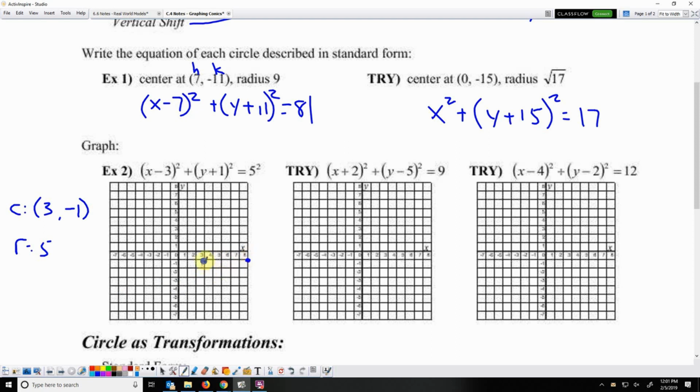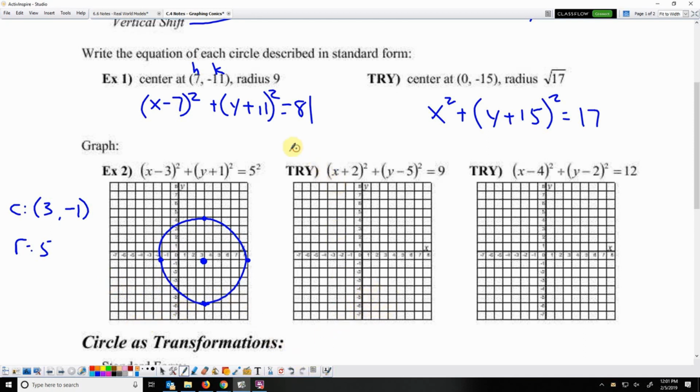So I'm going to put a point 5 to the right and left of the center and above and below the center. And I'm going to do my best to make a circle out of that. I went a little bit past where I should have, but that gives a pretty good idea of where that circle is.